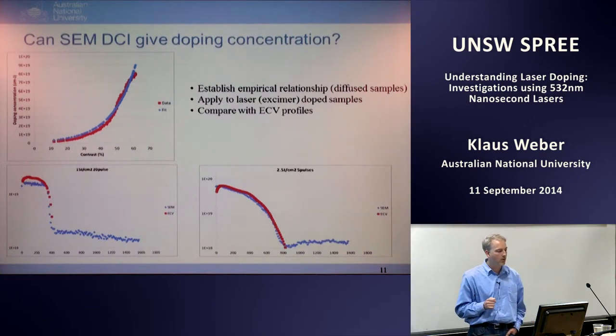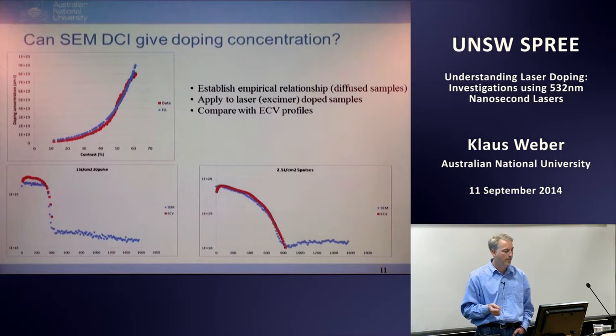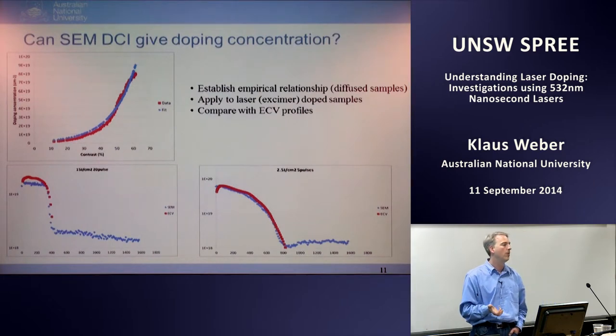But in principle, we think, and this is all for p-type doping, that it is possible to establish a quantitative relationship and to actually get dopant density maps from this technique. But you need to be very careful to be very consistent with the parameters that you use, because this empirical relationship is very sensitively dependent on most of the parameters that you use during the SEM imaging.